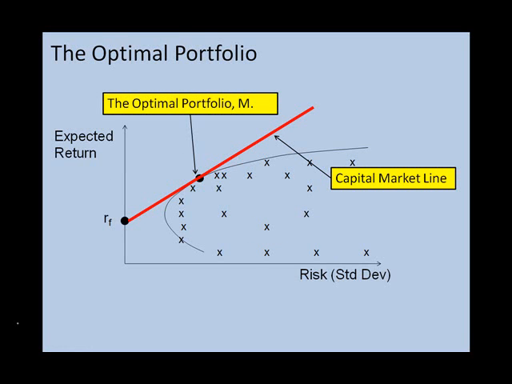Under Markowitz's theory, we saw that all investors, regardless of their risk aversion levels, would choose to invest in some combination of the optimal portfolio M and T-bills. This is what we call two-fund separation. All investors maximize their utility by investing somewhere along this red line, the combination of T-bills and the optimal portfolio. We called this line the capital market line.